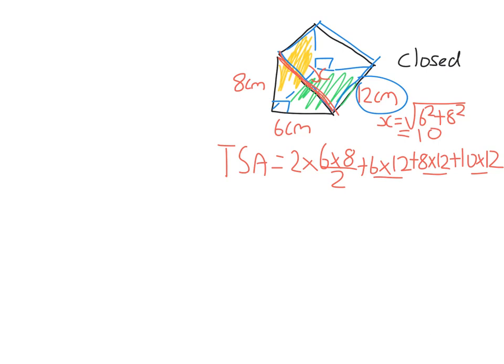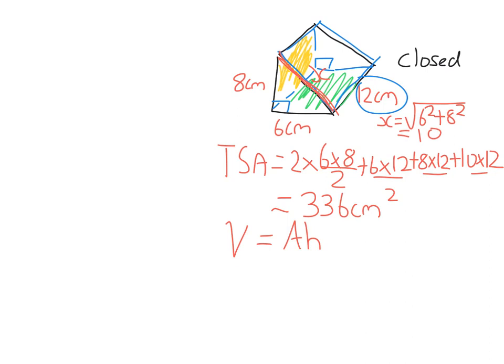So let's put this on our calculator. And we should get 336. Again, it is square units. So what would the volume of this shape be? Well, it is a prism, so we find the area of the base and we times by the height. As I said before, the base is a triangle, not a rectangle.